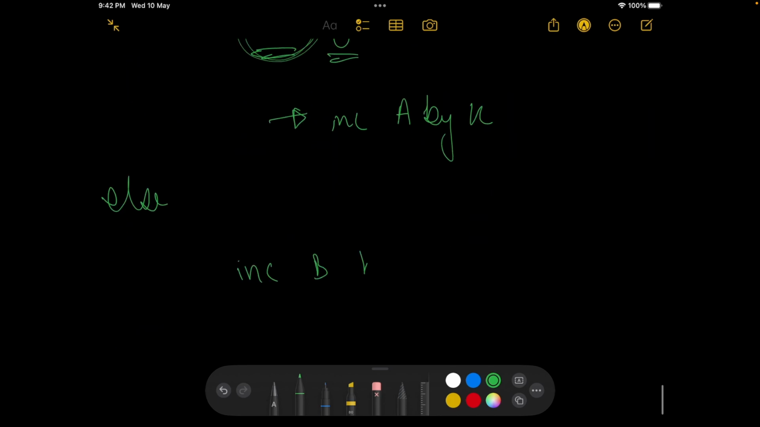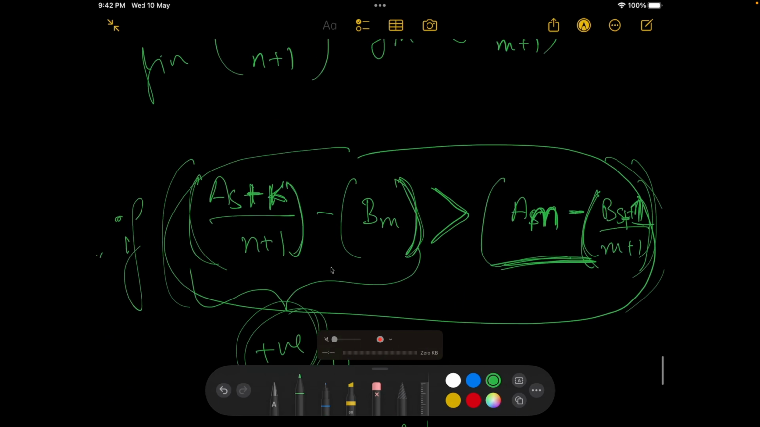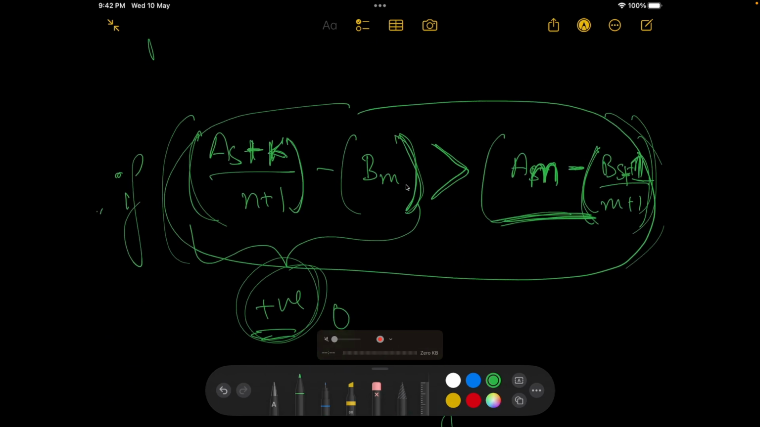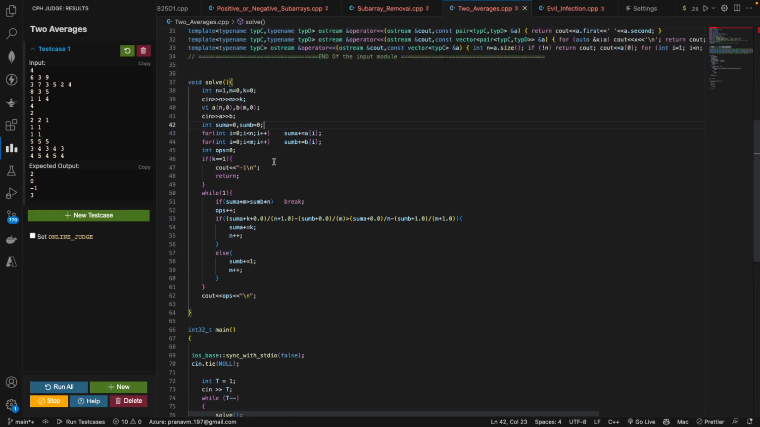Now, interestingly enough, it could have been the case that because of floating point precision, this could have given you a wrong answer, and in that case you would have been required to use some tricks or some other logic, but it doesn't happen in this case. So this code is perfectly working fine.